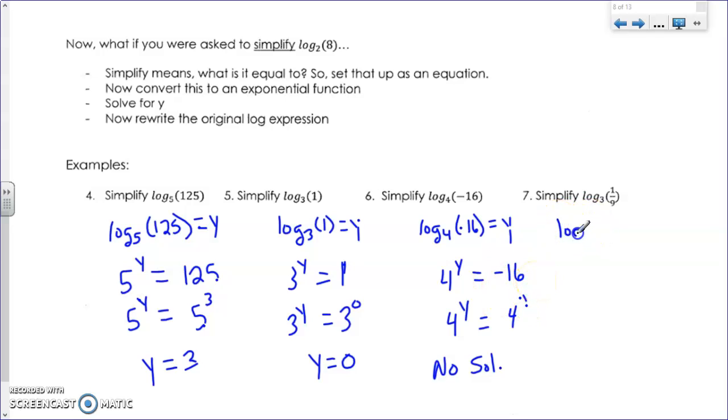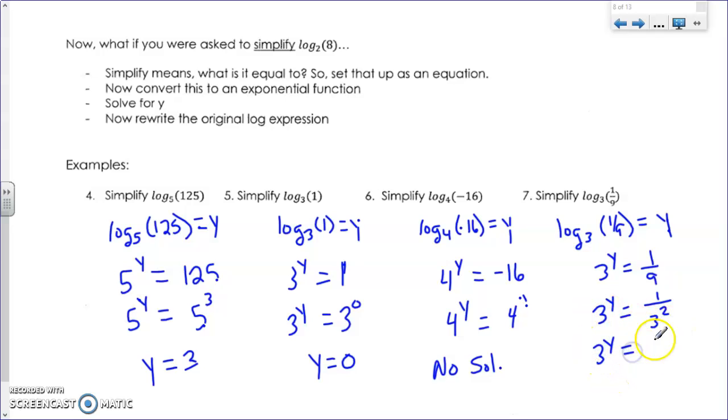All right, so if we get log base 3 of 1/9 equals y, 3 to the y equals 1 over 9. Okay, so 3 to the y equals 1 over 3 squared, because 3 squared is 9. Remember, we're trying to get the bases the same. So 3 to the y, if I move this to the top, I get 3 to the negative 2. So y equals negative 2.